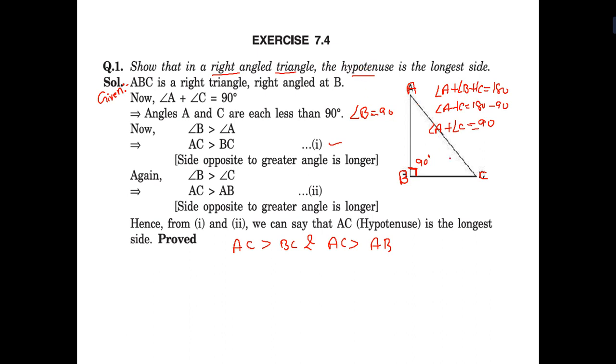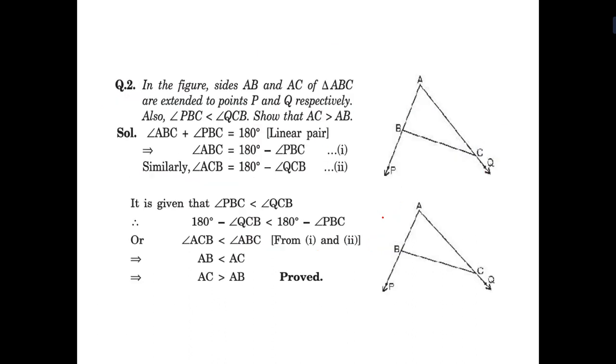So the other two angles are less than 90. Angle A's opposite side is BC. Angle C's opposite side is AB. But angle B is greater than A, and angle B is greater than C. So angle B's opposite side is AC. So AC is greater than BC and AC is greater than AB.